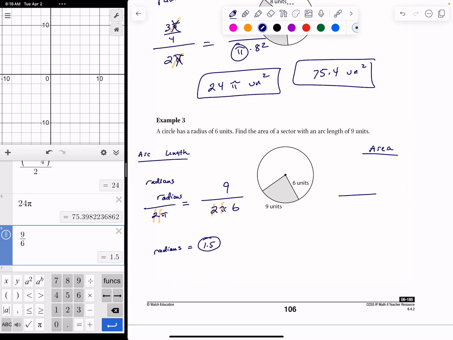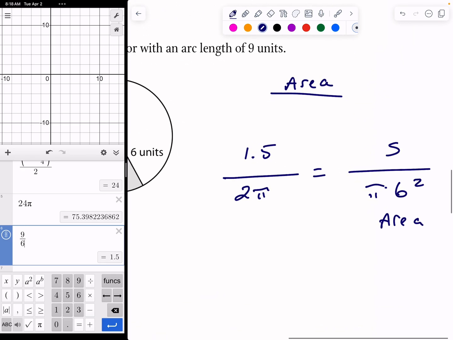All right, so now let's go over here. Pi r squared. So this was circumference, and this is area. Same fraction, but use circumference instead of area, or vice versa. So radians is 1.5 over 2 pi, and they want to know, let's call that S for sector. We could cancel the pi's.